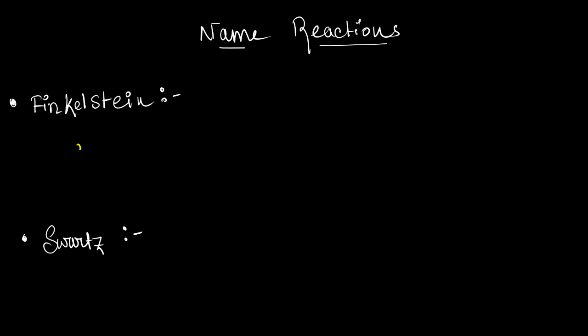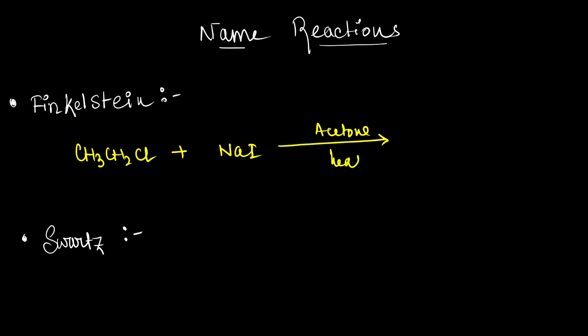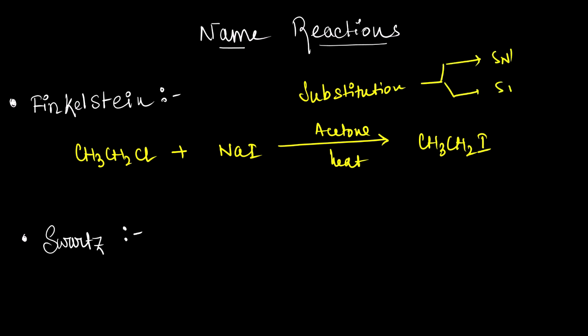First, in the Finkelstein reaction, I am taking one example of ethyl chloride reacting with sodium iodide, where sodium iodide is the source of iodine. In the presence of acetone and heat, iodide will take the place of chloride and ethyl iodide will form. The reaction process is substitution. In the substitution reaction, depending upon the haloalkane, it will be SN1 or SN2.